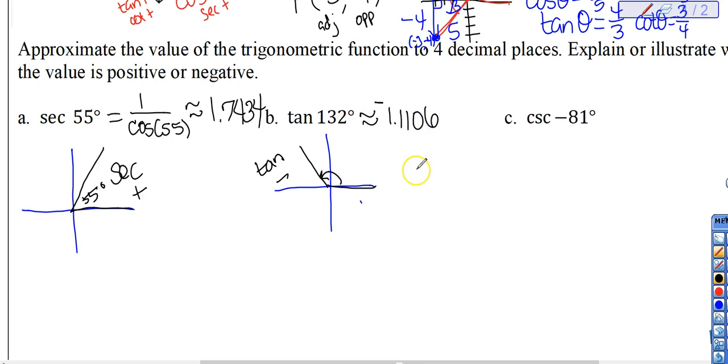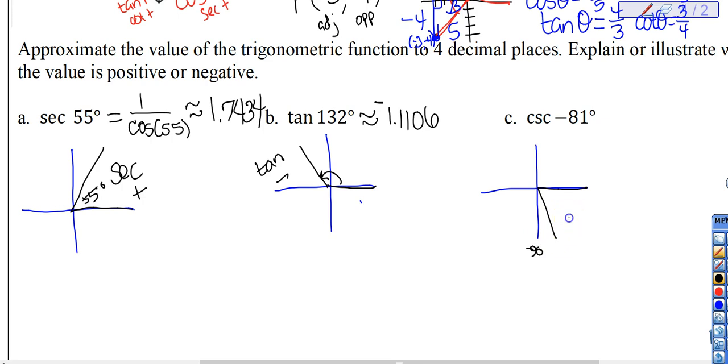Negative, for sure, right? All right, so there's that. Last one, cosecant of negative 81. I need to be able to draw that. So here's my initial side. Negative 81 degrees is a rotation up or down? Down, right? So where's my terminal side going to lie? Quadrant 4, right? Almost to negative 90, almost.